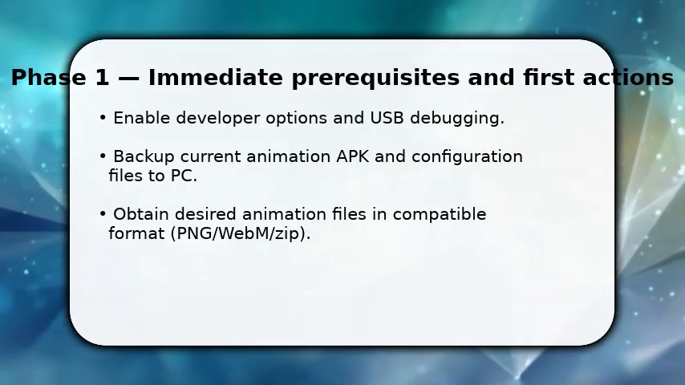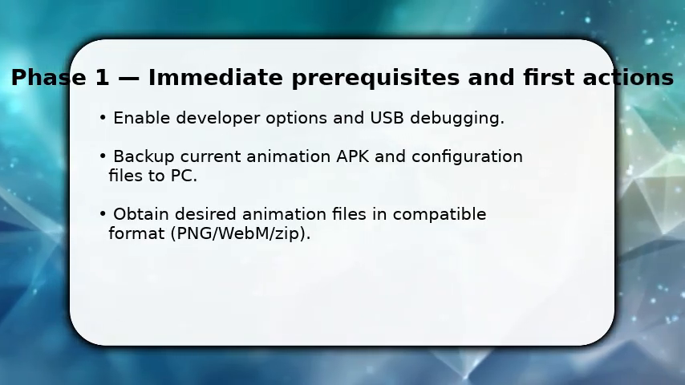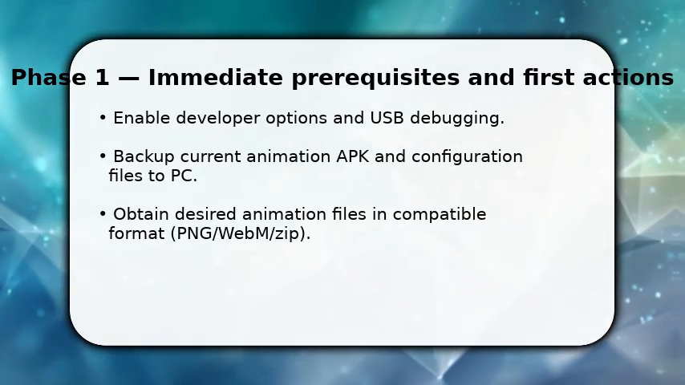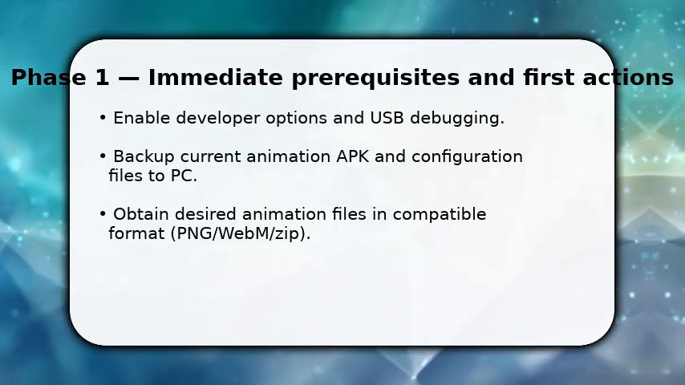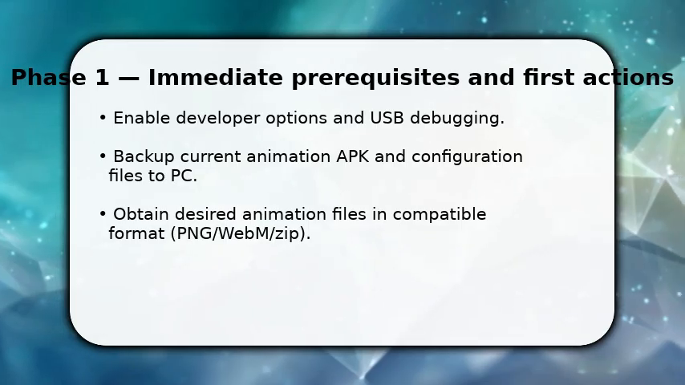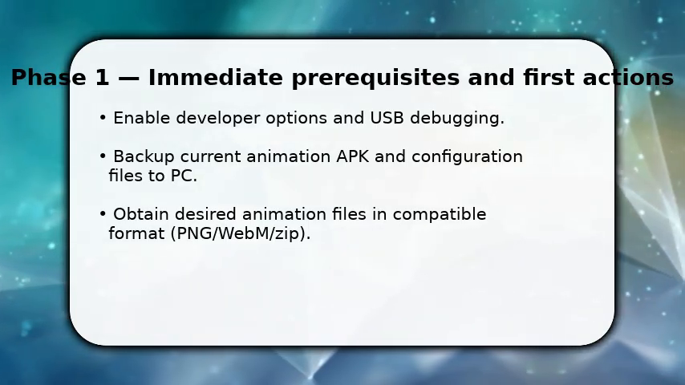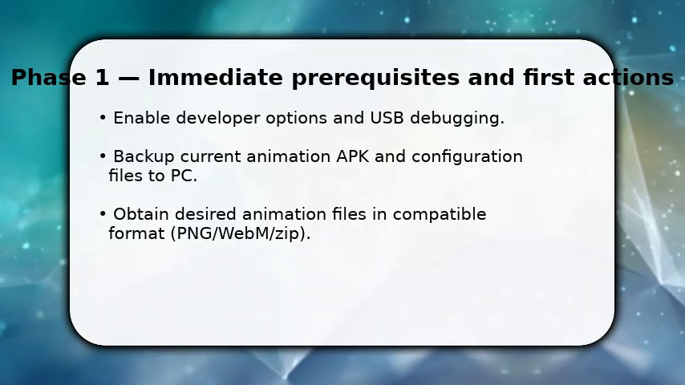You start by making a fast backup. This protects your current animation if something goes wrong. Plug your device to the PC and enable USB debugging and developer options because you will push files directly. Once done, pull the existing charging animation APK or system resource folder to a local backup.